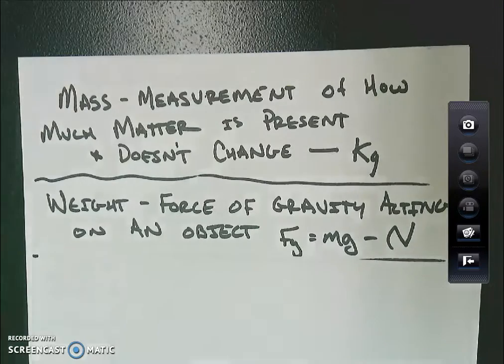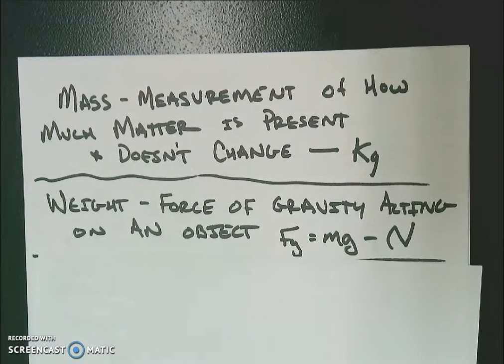Okay? Mass, again, your chemistry teachers talk about how much matter, how much stuff, how many molecules are present of a given element. And so mass is a measure that does not change whether we are on Earth or on the moon. If I have 1 kilogram, it's 1 kilogram of matter. Whereas weight, that's a different story. Weight is talking about the force of gravity acting on the object.